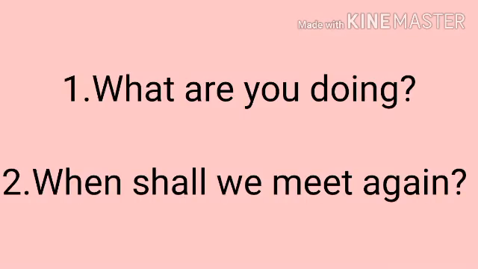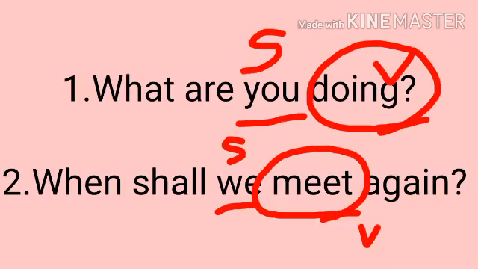Let's solve these questions. What are you doing? What sort of sentence is it? This is an interrogative sentence. So what should you do first in order to find the subject? Underline the verb. Which is the verb here? Doing. What comes before doing? You. So you will be the subject.